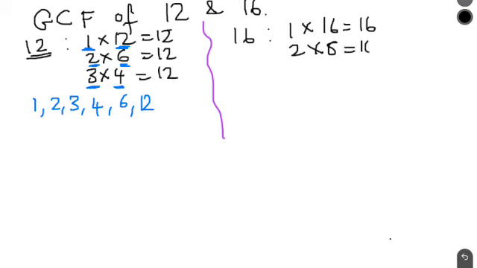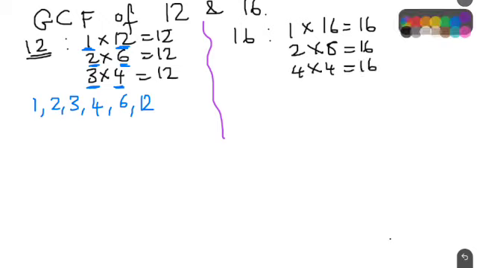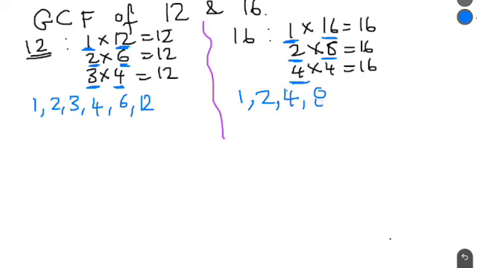So 2 times 8 is 16. 4 times 4 gives you 16. I believe that is all of the factors. So now we can look at all the numbers that give us 16: 1, 2, 4. Well, we already have 4, so no need to put it again. 8 and 16. So these are all the factors of 12 and 16.